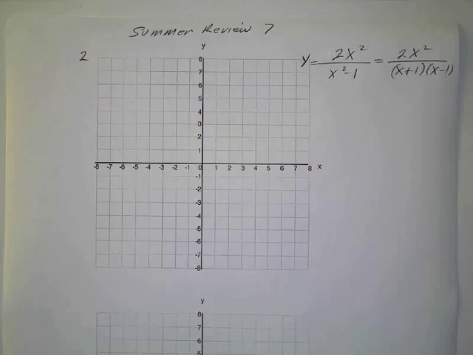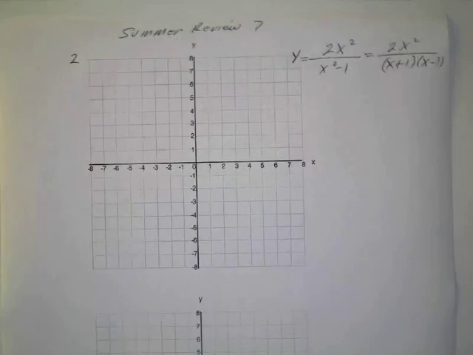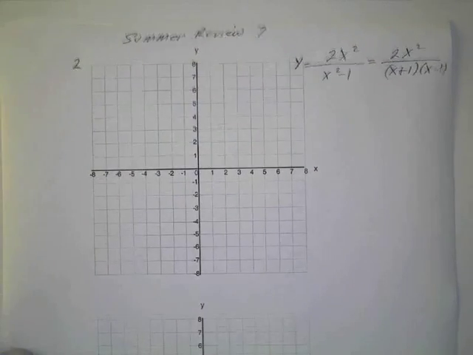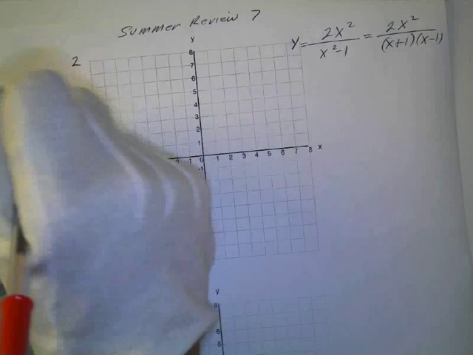Okay, let's try number 2 for the summary review, number 7, and the function was 2x squared over x squared minus 1, so I already wrote it in the y form. And I factor the bottom. So again, we'll look for intercepts, first of all. That's always a good thing to check for, x and y.